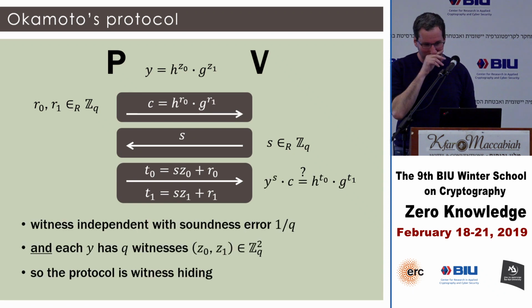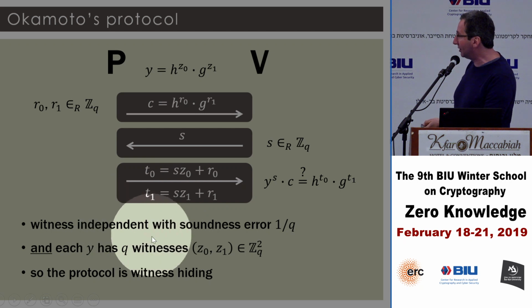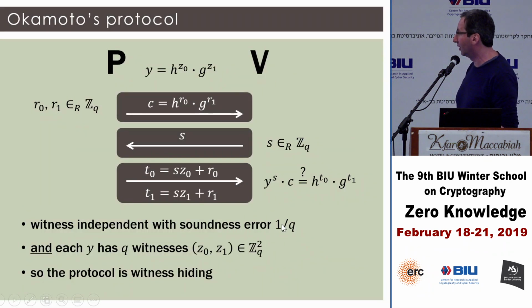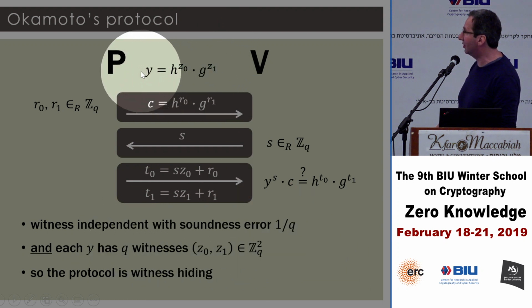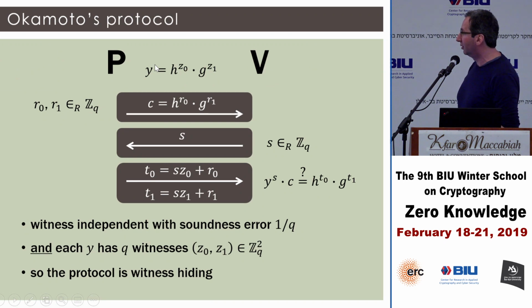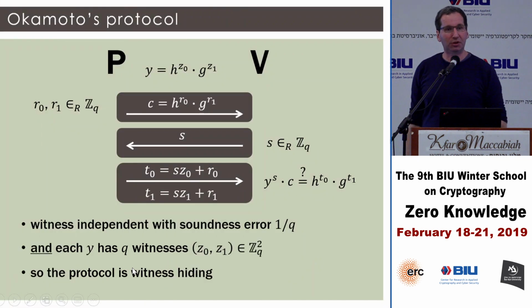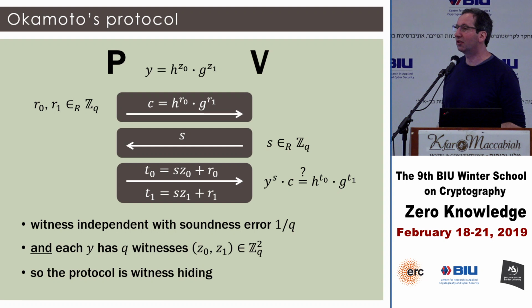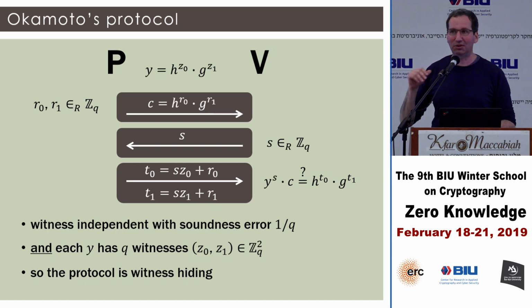The details don't matter. What I want to point out about this protocol is that it's witness independent with soundness error 1 over q. And each y has q witnesses. q pairs will attest to y. So you have multiple witnesses. It's witness independent, so the protocol is witness hiding from the reasoning that we have. And this makes it an instantiation of the identification scheme that we talked about, without repeating many times in parallel and with negligible soundness in one shot. Okay, and this is how you get efficient protocols. You don't repeat many protocols in parallel, but you use these so-called sigma protocols.